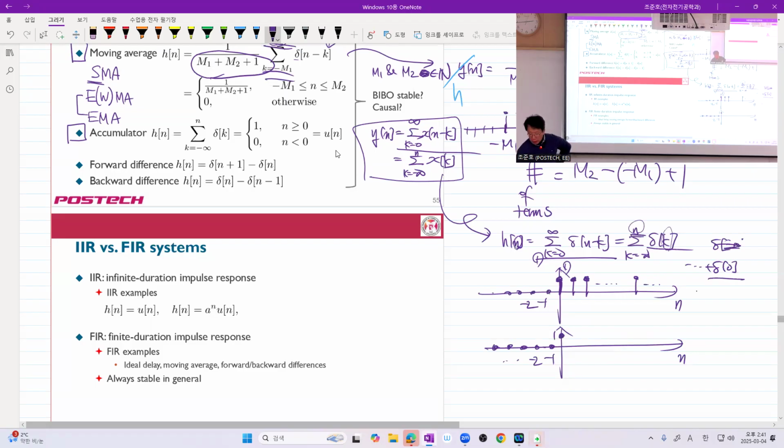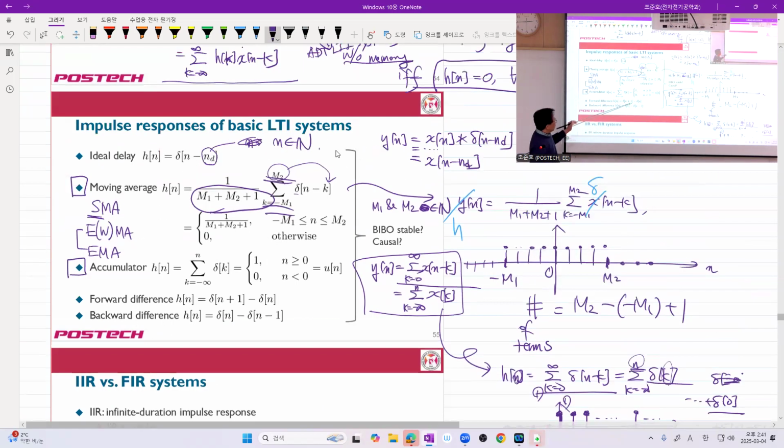What if n equals 1? Then you have delta 0 and delta 1. Again, this one is never 0, so you still have 1. Similarly, for all non-negative n's, you have all ones. So they are the same, right? There are many ways to find the impulse response given the input-output relation. For this one, we've already done it, so let me skip.